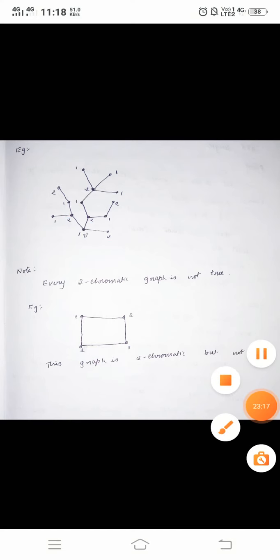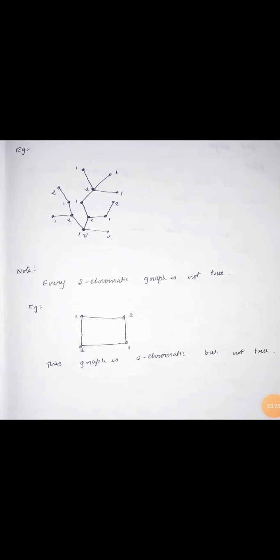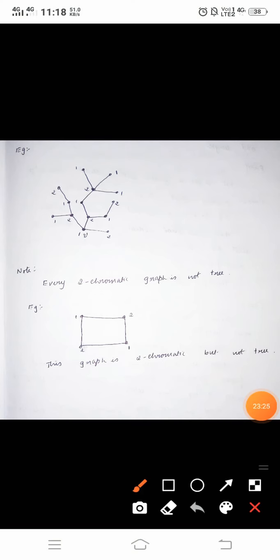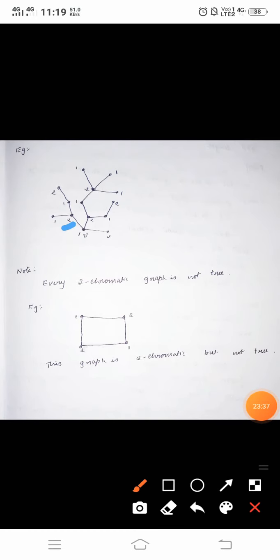Which are adjacent to this vertex? There is no adjacent vertex, right? See here, which are adjacent? This vertex and this vertex. We have to color with color 1. Next, this is also adjacent to this vertex, which is colored with 2. For this, we have 2 vertices adjacent. We have to color those vertices with 1.